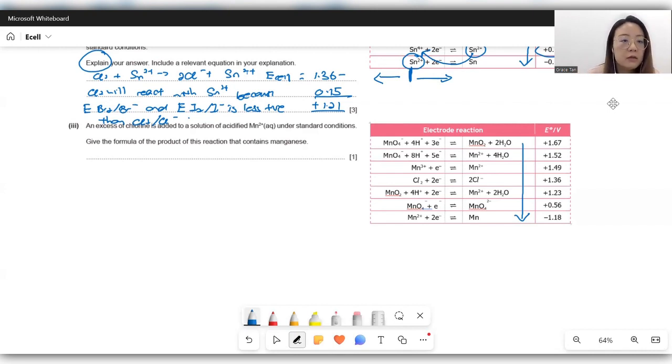Okay, but never mind. So first, give the formula of the product of this reaction that contains manganese. Now, they already lock you down by saying they want Mn2 plus. So I'm going to circle all my Mn2 plus. Wherever got Mn2 plus, I will circle. All right. And then they said chlorine. That means is chlorine gas. And they said excess. Okay. Now then, give the formula of the product of this reaction that contains manganese.